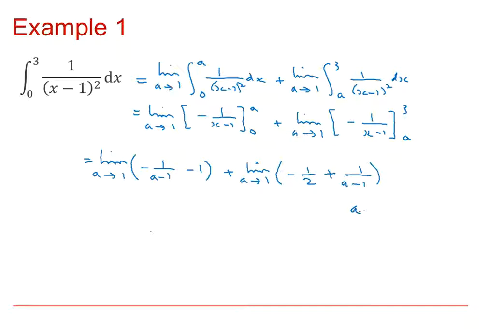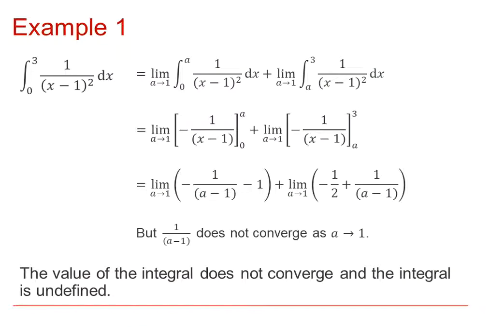Now, if we let a approach its limit, which in this question is 1, then 1 over (a minus 1) does not converge, and therefore the value of this integral from 0 to 3 is undefined. So the value of this integral does not converge, and the integral is said to be undefined.